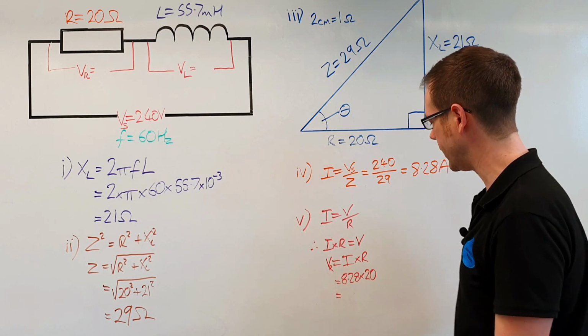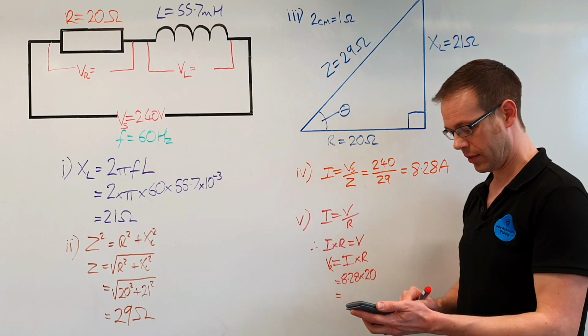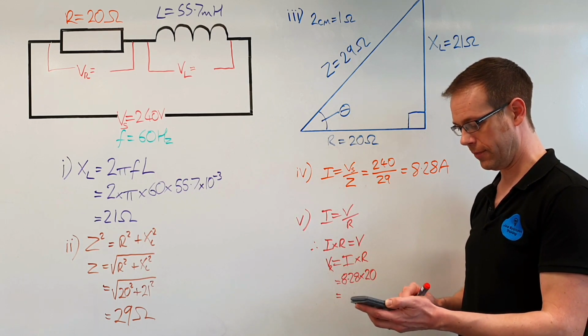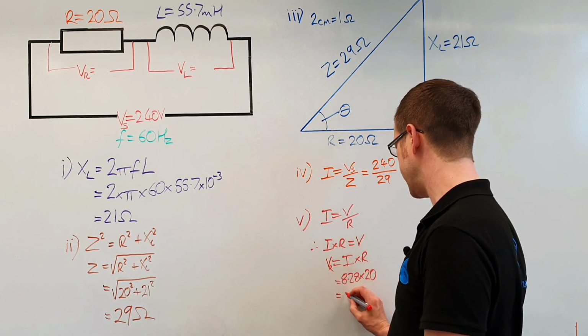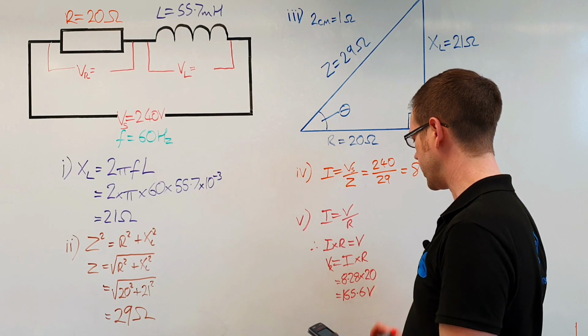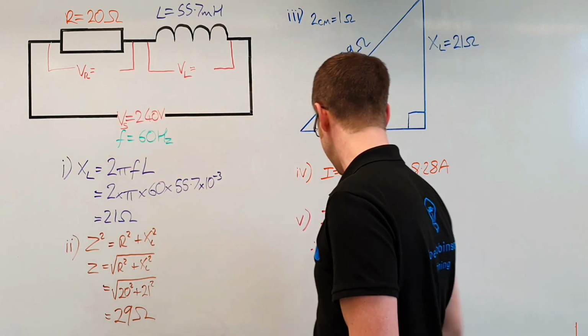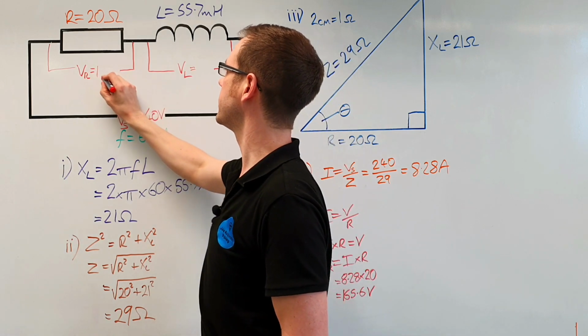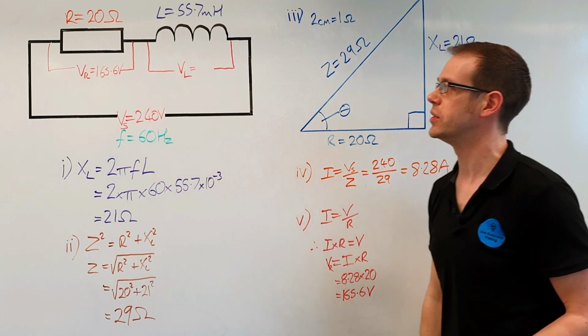So 8.28 times 20. So we'll just put that into the calculator again. 8.28 times 20 is equal to 165.6. So we've got 165.6 volts. So that is the resistive voltage. So the voltage at this point here is 165.6. There we go, 165.6 volts.